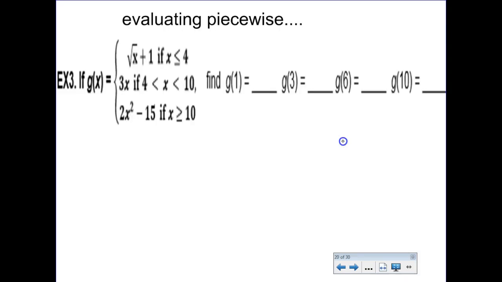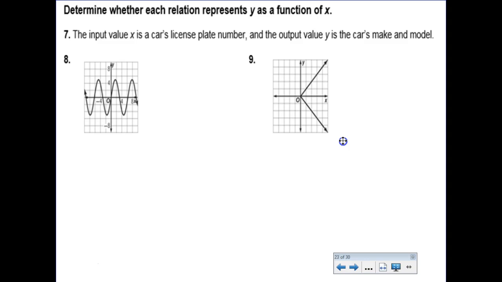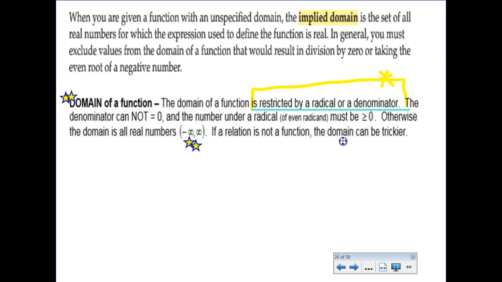Okay, we're going to, not permanently, we're going to temporarily skip piecewise. So at the top of worksheet 1B, we're coming back to that on Monday. Because everybody loves piecewise, right? And I would like you guys to skip down to the section where it talks about implied domain.